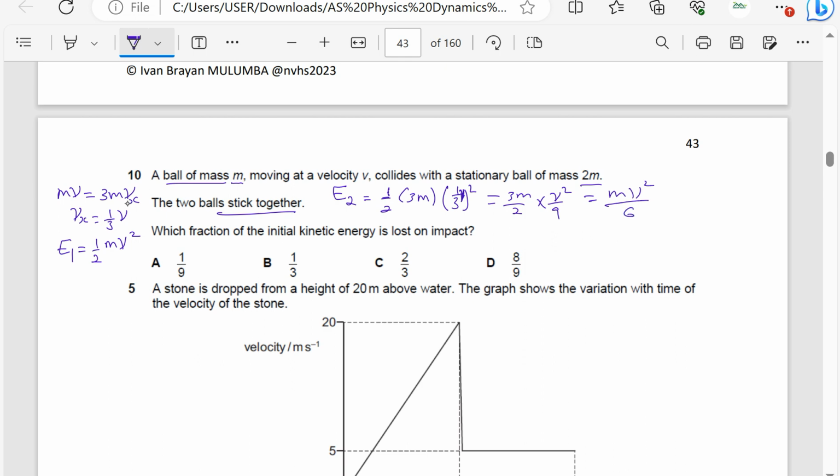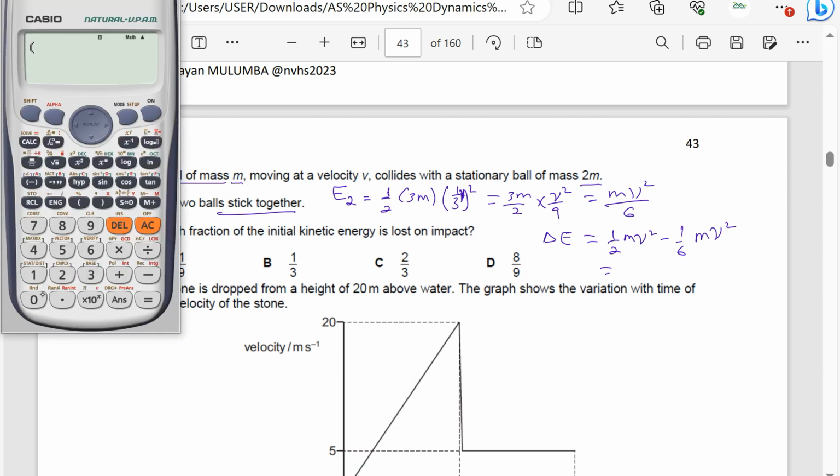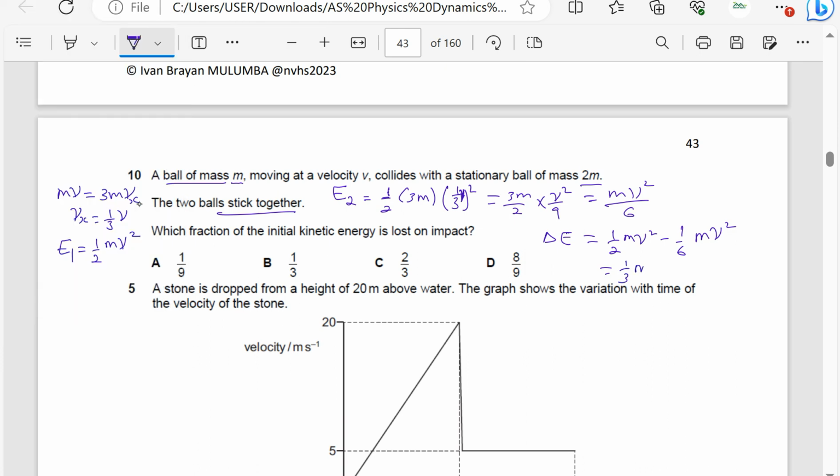mv squared divided by 6. That is the new kinetic energy. So let's find the change or the difference in kinetic energy. The change in energy is going to be a half mv squared minus 1 over 6 mv squared. So I just subtract: a half minus 1 over 6. So 0.5, that is a half, minus 1 divided by 6, is 1 over 3. So this is a third mv squared. That is the change in kinetic energy.